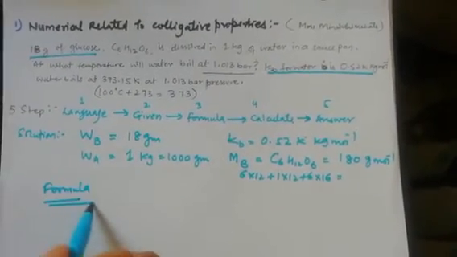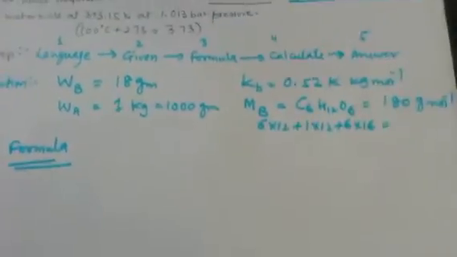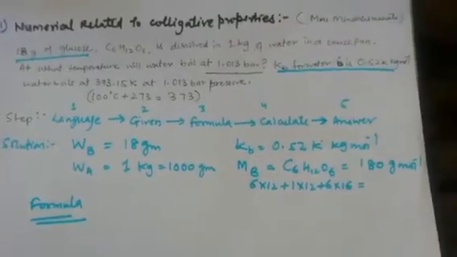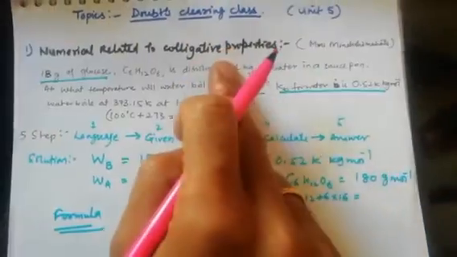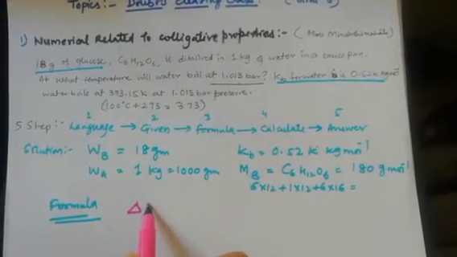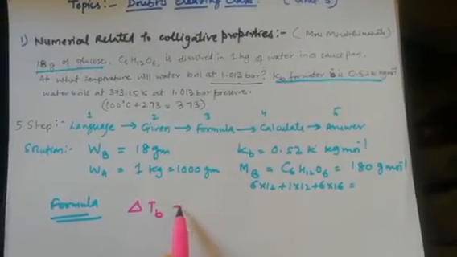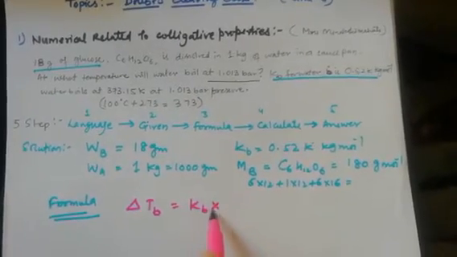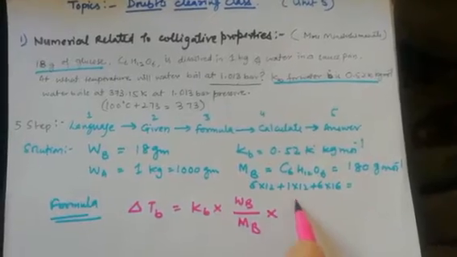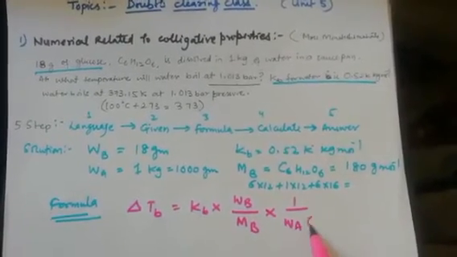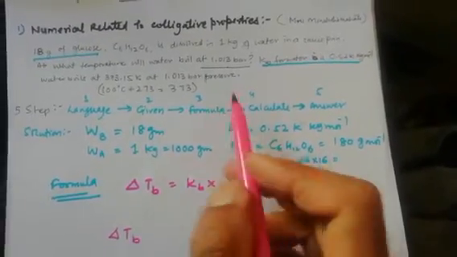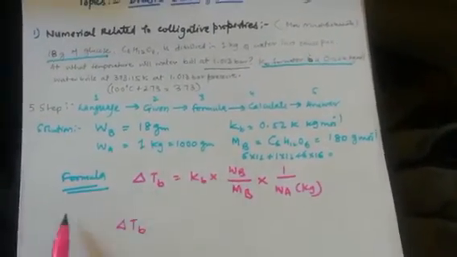Let's see what formula is there. You need to relate it to colligative property, and from Kb we can get the formula. It is related to elevation in boiling point, delta Tb. Delta Tb is equal to Kb multiplied by WB upon MB multiplied by 1 upon WA in kilogram. Okay, so next the fourth step is calculate.